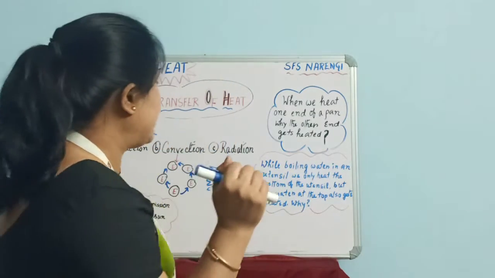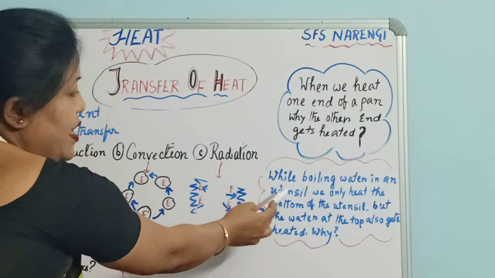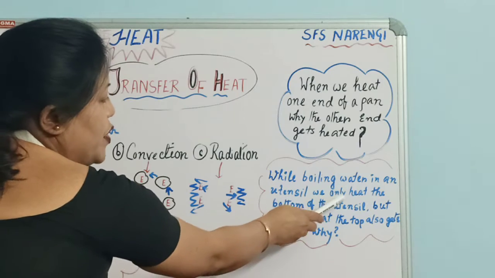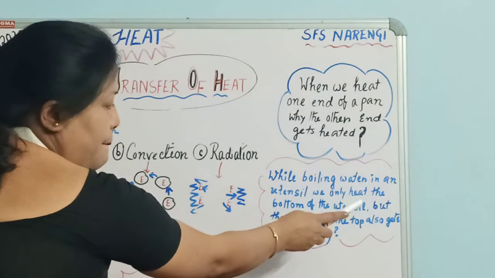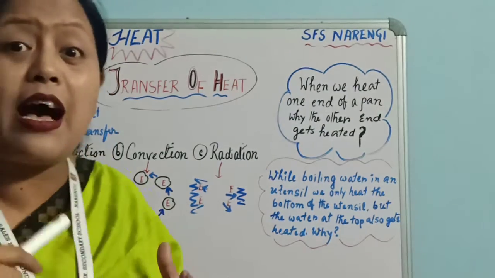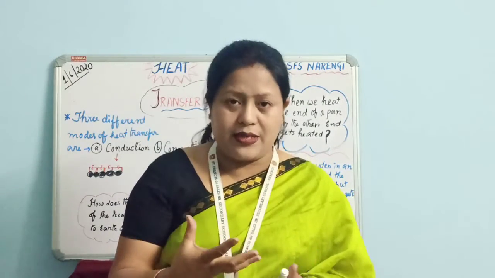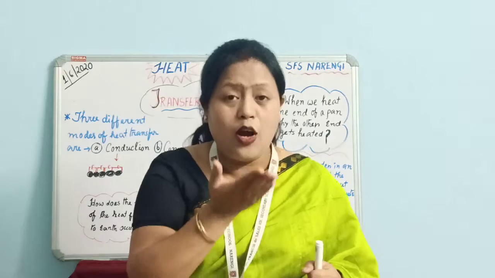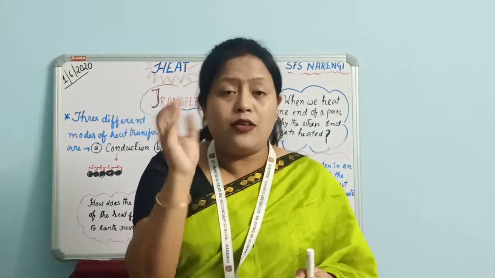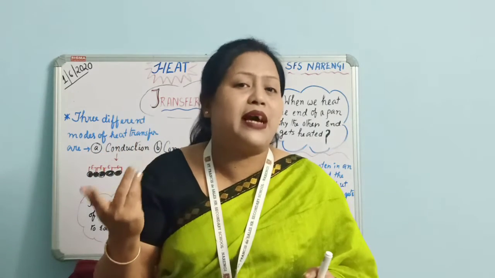Alright? The next question is, while boiling water in an utensil, please try to understand the question. While boiling water in an utensil, we only heat the bottom of the utensil, but the water at the top also gets heated. Why? That is another probing question. You must have seen that when we boil water, we heat the bottom of the utensil, and then we find that the water is boiling, and the top surface of the water also gets heated.